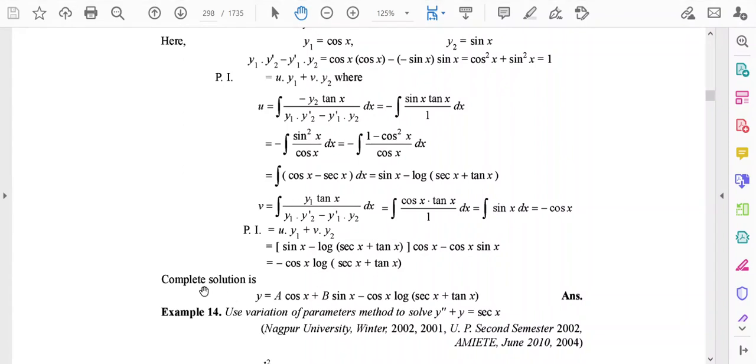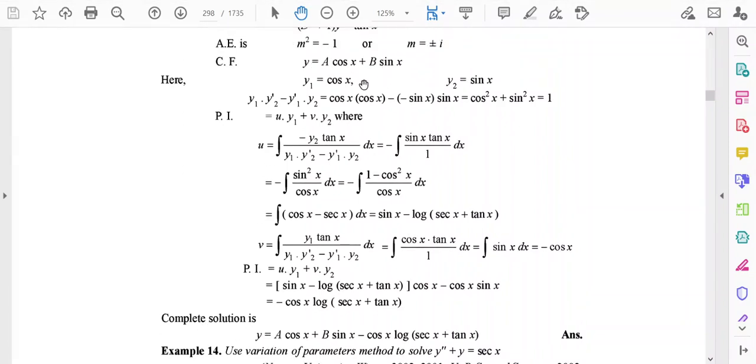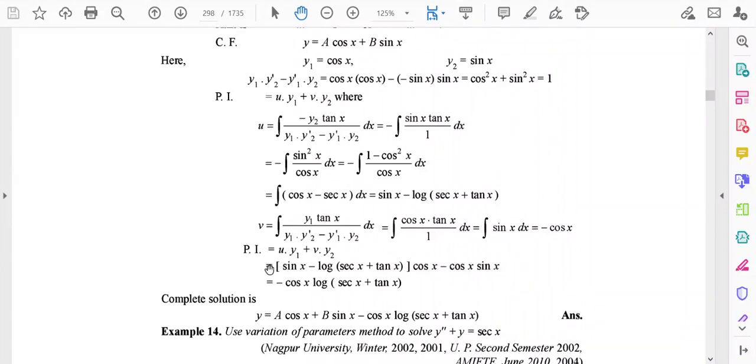So the complete solution is y is equal to the complementary function, which is a cos x plus b sin x, plus the value of the particular integral. So this is the particular integral. So this is the complete solution. So in this way, by the method of variation of parameters or the Wronskian method, you can also calculate the particular integral in this way.